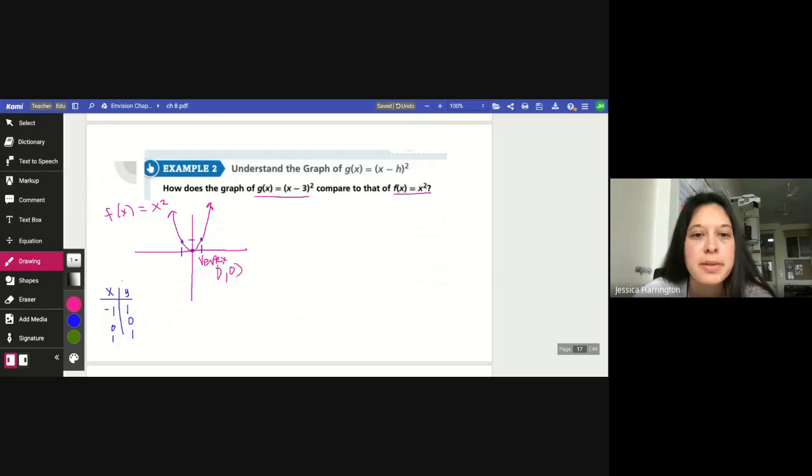Now let's look at what happens here. Let's look at this function. This is g of x. g of x equals (x minus 3) squared, okay? So let's just make some marks here so I can make a table of values to plot it. Actually, let's just do that. Let me pick the same points: -1, 0, and 1.